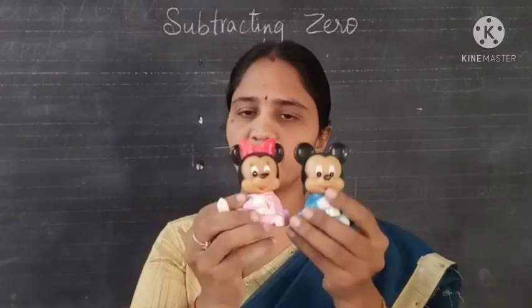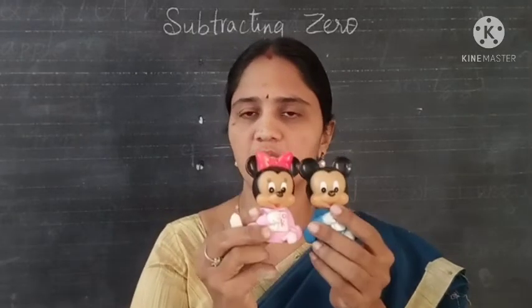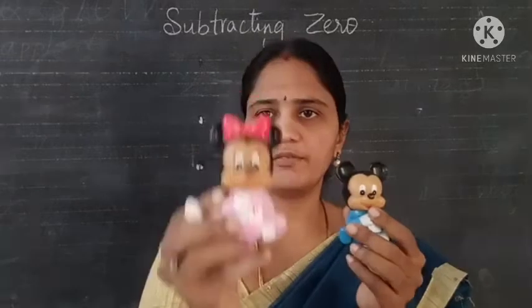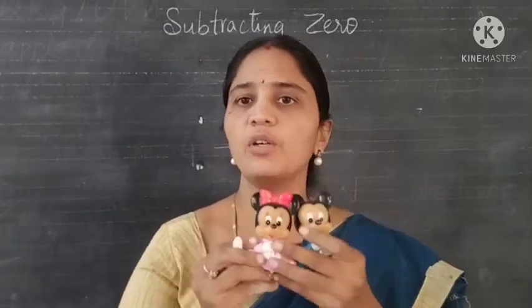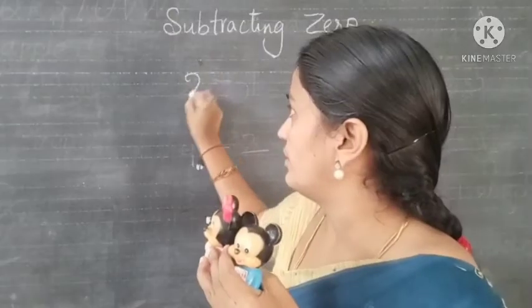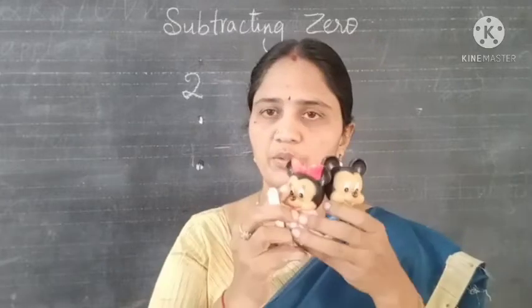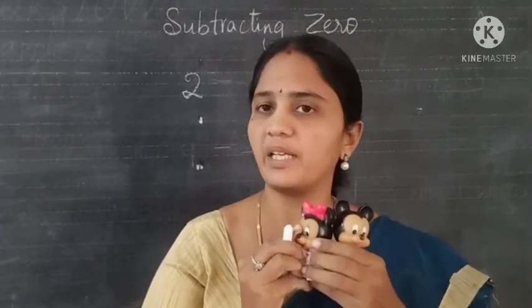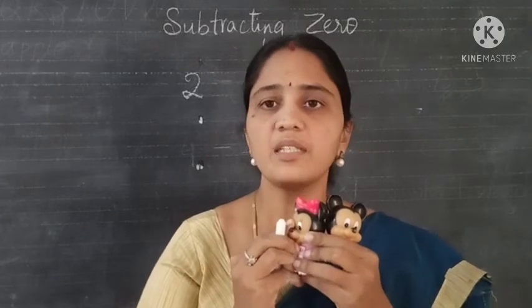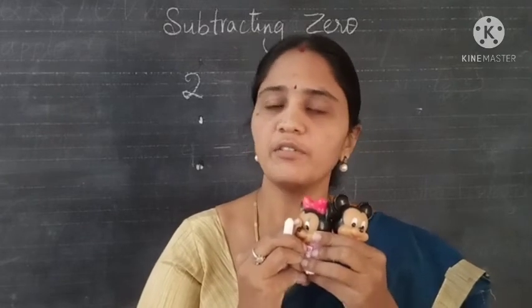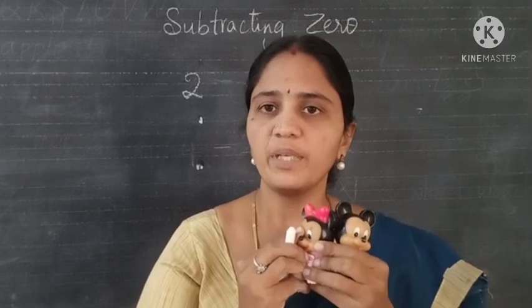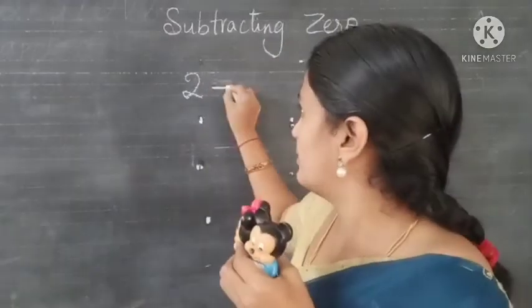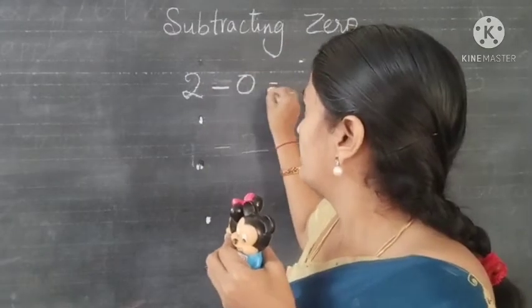Children, observe my hand. What are these? Dolls. How many dolls are there? 1, 2. I have 2 dolls. These 2 dolls are mine. I won't give any dolls to my brother. That means 0. I won't give anything. That means 0.